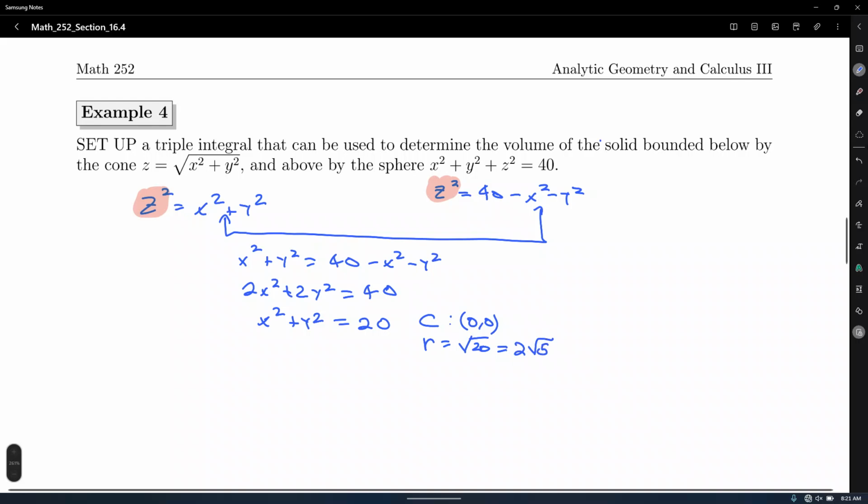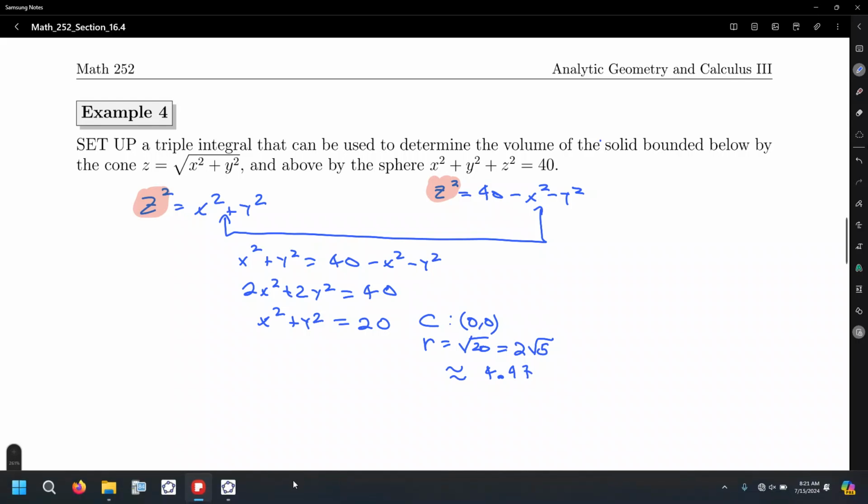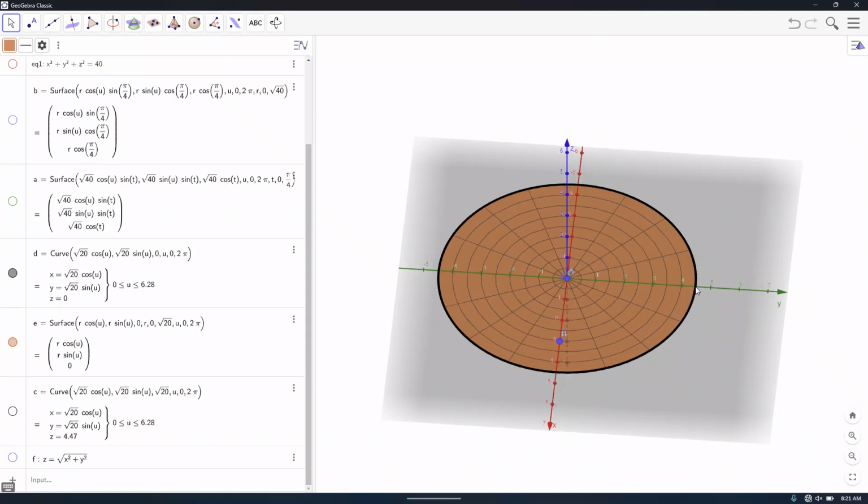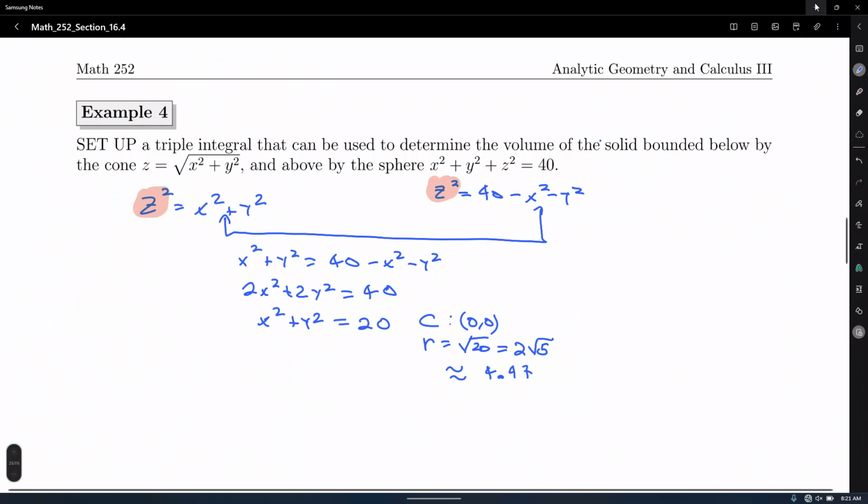What is 2 times root of 5? Can someone help me with the calculator? It should be 4 point something, right? 4.47. Doesn't that look a lot like that 4.5 from the GeoGebra picture? Yes. So it's almost halfway through, right? It's almost halfway here, but not quite. Just those 3 decimals there, right? Okay.